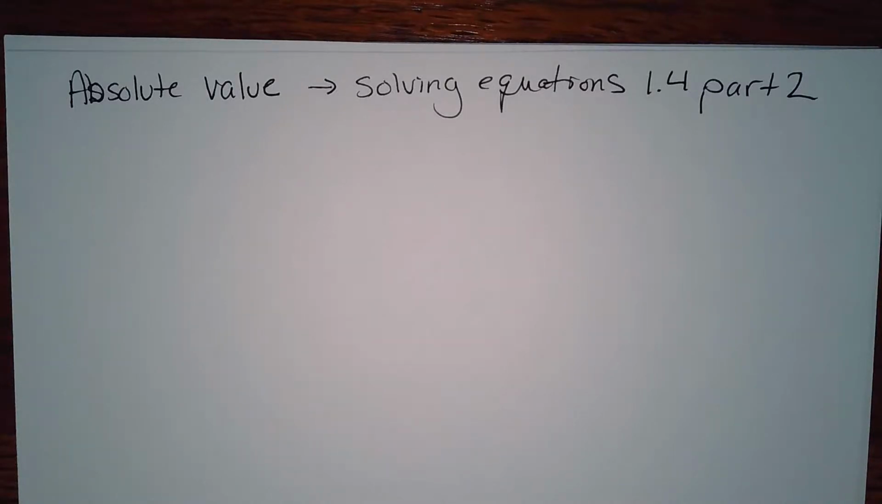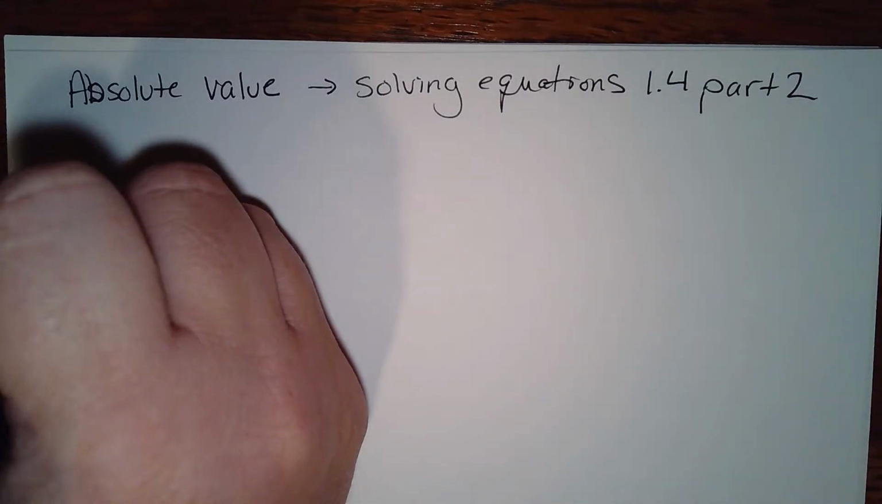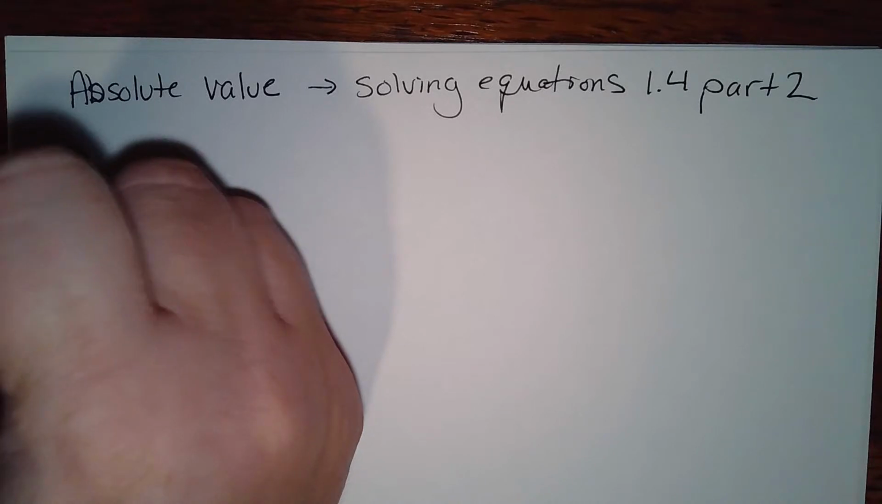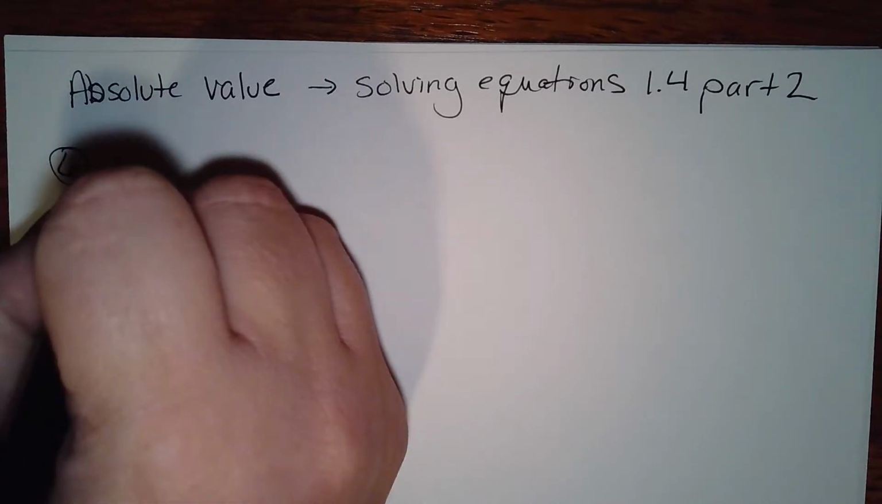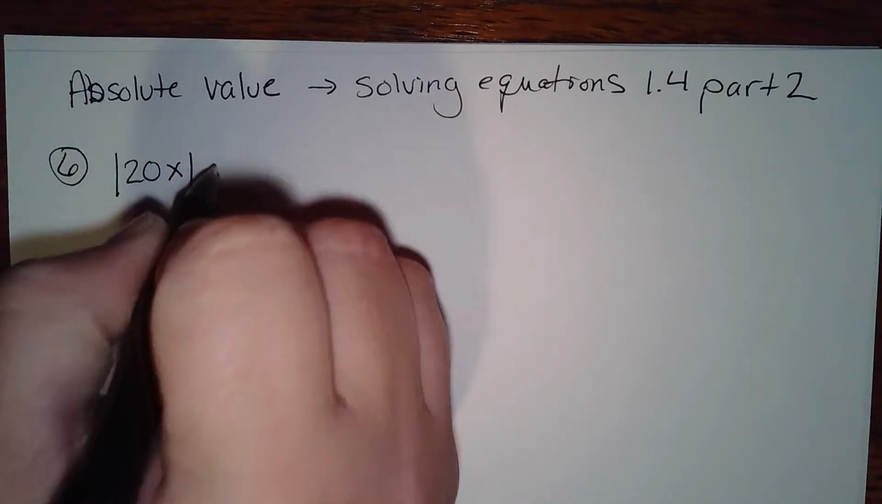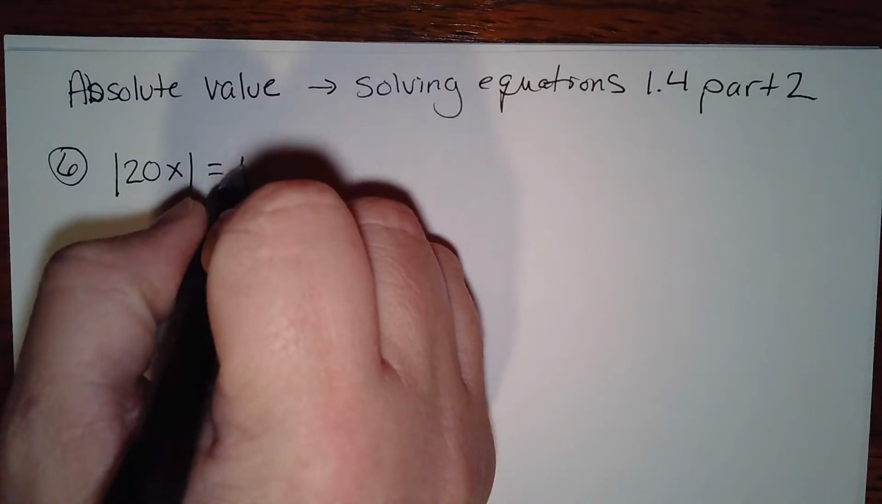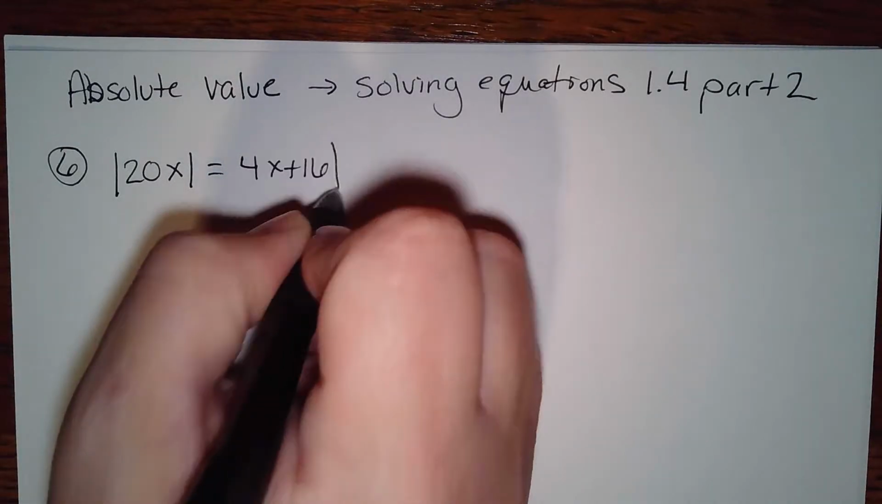Okay, so just like I promised, here's part 2 of solving absolute value equations. For this one, we're going to look at the bottom of page 21. For number 6, we have the absolute value of 20x equals the absolute value of 4x plus 16.